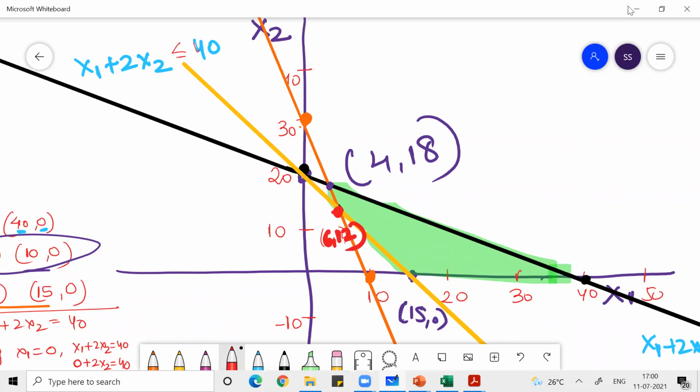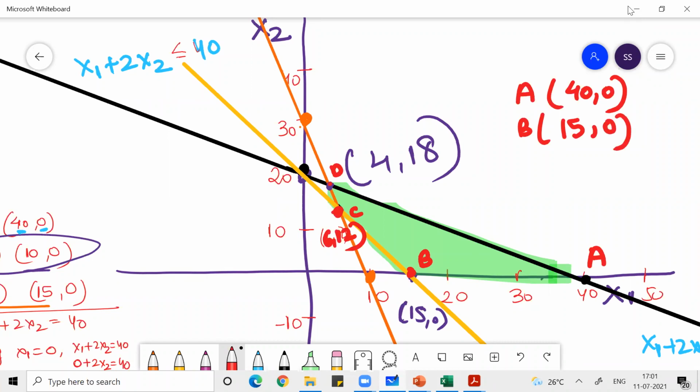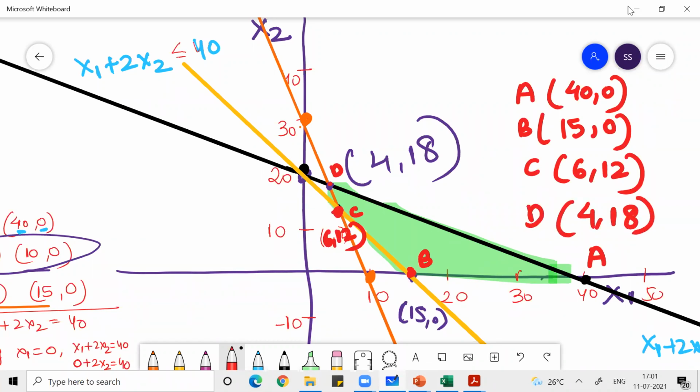So what are the coordinates for this? This is A, this is B, this is C, this is D. That's it. So A is equal to 40 comma 0, that is, you will get a polygon. B is equal to 15 comma 0. C is equal to 6 comma 12. And D is equal to 4 comma 18. Can you understand this?